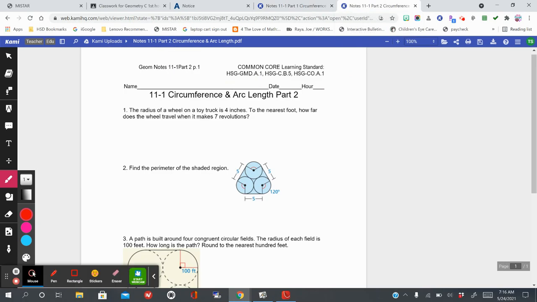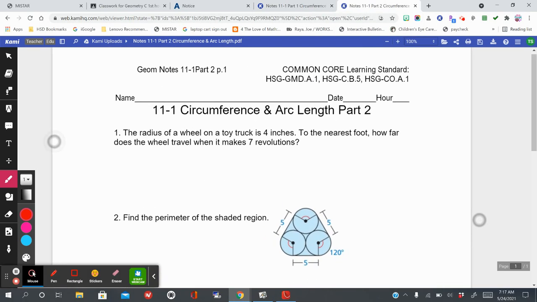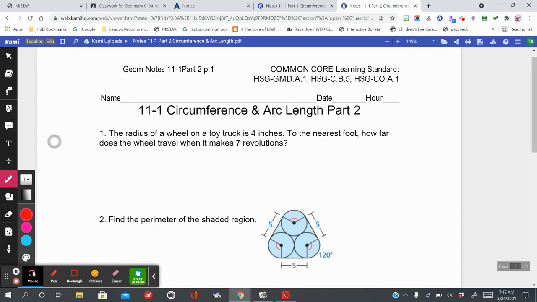All right, so moving on to the second part of 11.1 is just some application problems. So we have the radius of the wheel of a toy truck is 4 inches. So we got this toy truck, one of the wheels, the radius is 4. To the nearest foot, how far does the wheel travel when it makes 7 revolutions? That means 7 times around. So that means this whole wheel rotates around 360 times 7. So 360 degrees times 7.